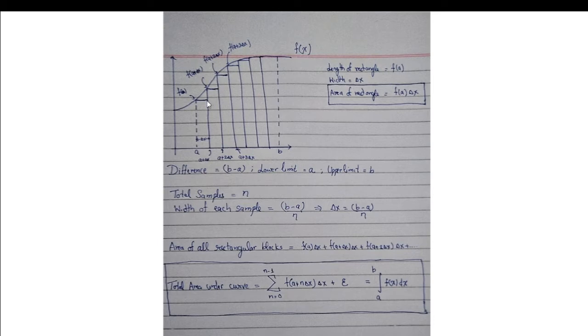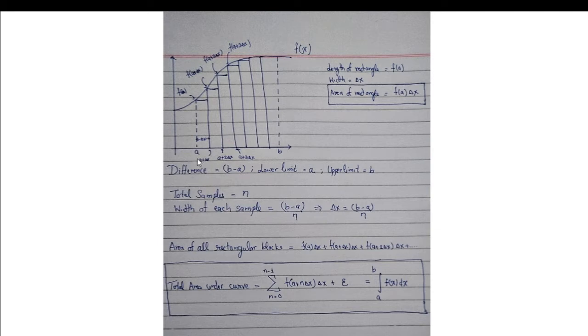So how can we decrease the error margin? If we decrease this delta x, that is, if the width of the rectangle approaches more and more towards 0, then this error will also approach 0. If we divide all of these, these are basically samples. So let us discuss this mathematically here.